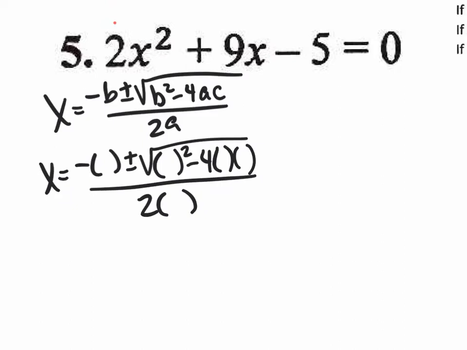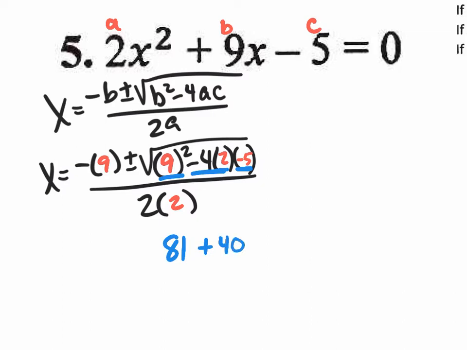So let's plug in our values. We have the a value of 2, the b value of 9, the c value of negative 5. So we have 9 right here, 9 right there. The a value is 2, goes right there and there. The c value is negative 5. So let's start with the discriminant. 9 squared is 81. And then we have negative 4 times 2, that's negative 8, times negative 5. That is positive 40. Yay?